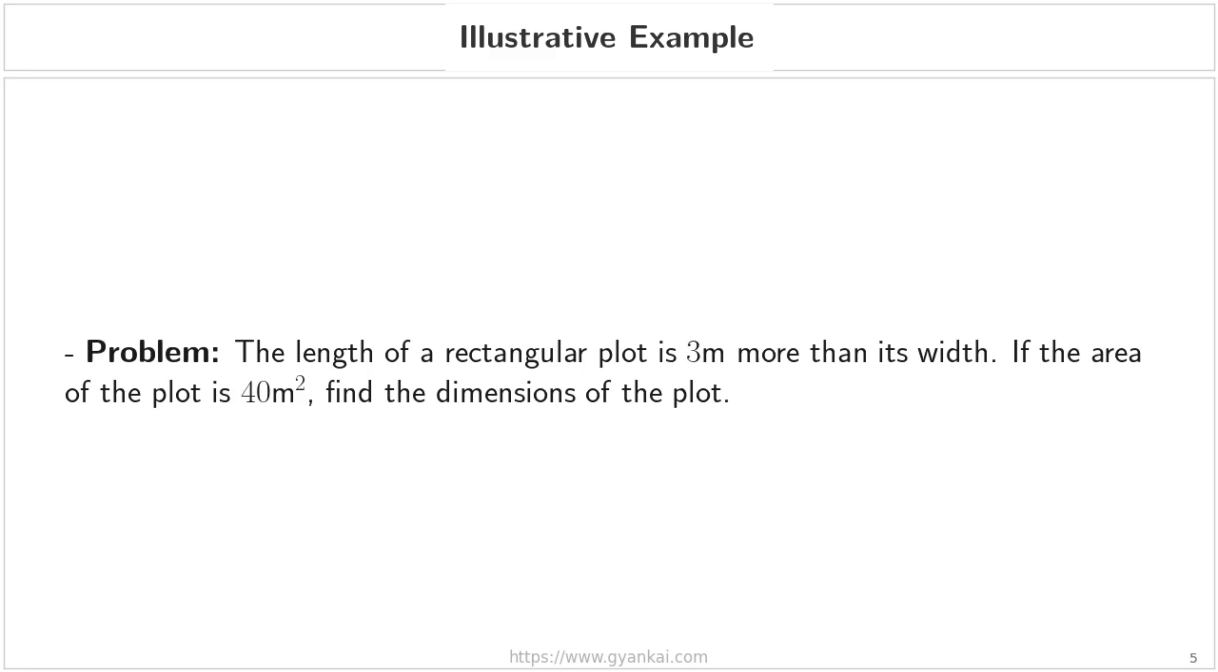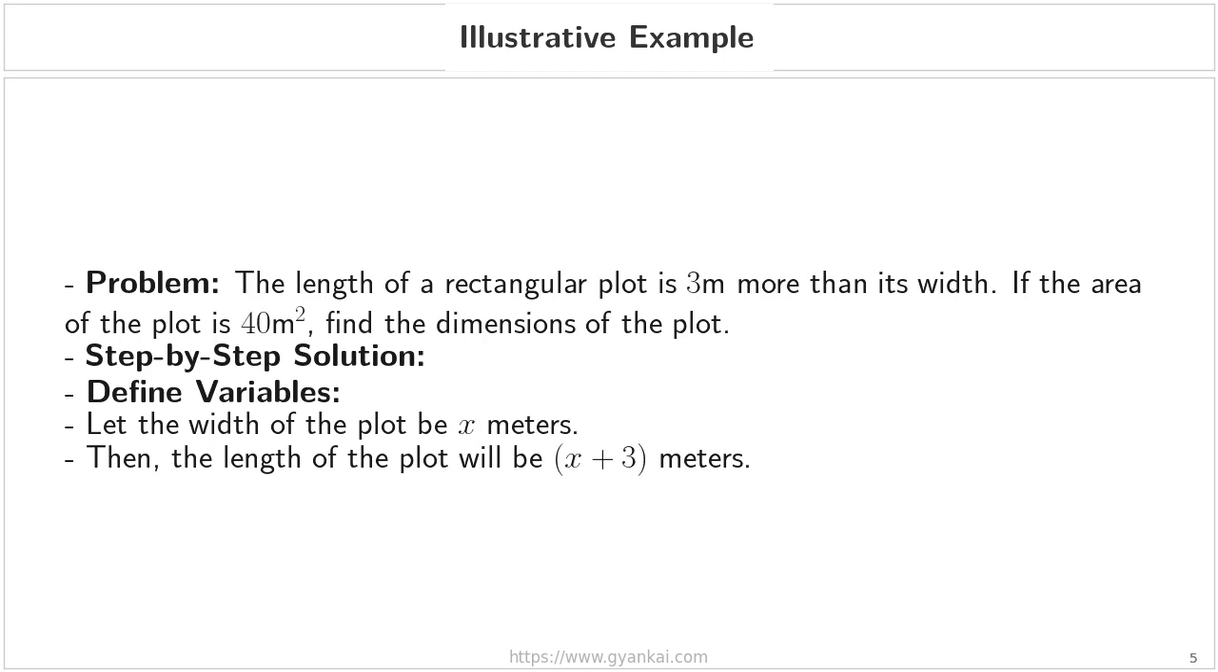Here, we are presented with a word problem. The length of a rectangular plot is 3 meters more than its width. We are also told that the area of this plot is 40 square meters. Our goal is to find the actual dimensions of this plot. To solve this, we will follow the systematic approach I mentioned in the previous slides.